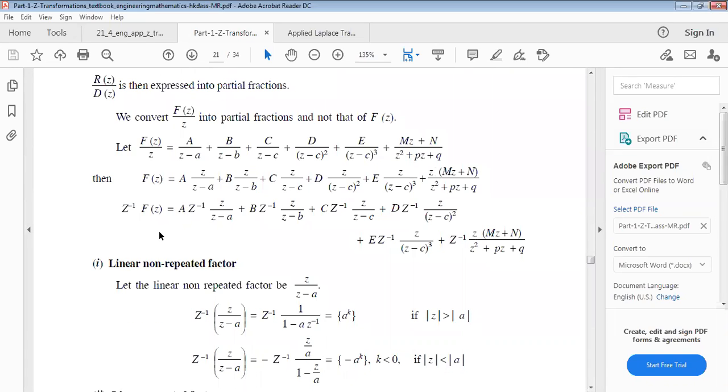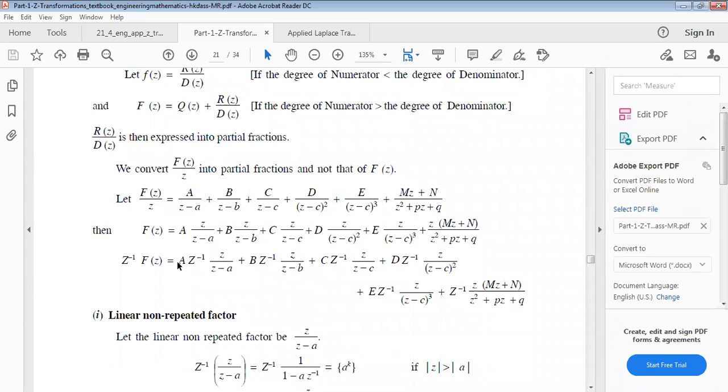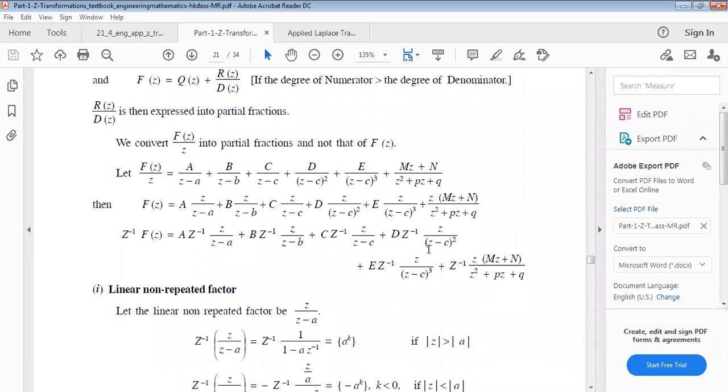Then F(z) can be written like this, just multiplying by z in every term. So the inverse z transformation of F(z) can be written as a into inverse z transformation of this, b into inverse z transformation of this. Actually this is the expression of inverse z transformation in partial fractions, just multiplying the transformation in every term.